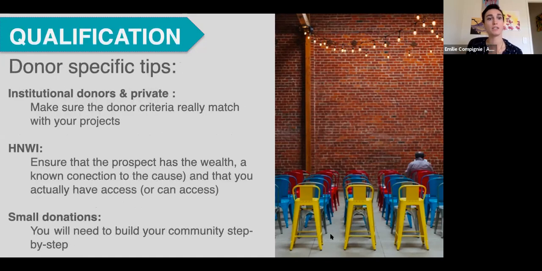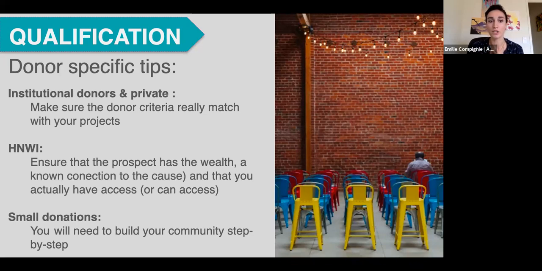And donor specific. So for institutional donors and private foundations, make sure the donor criteria really match with your project. So that's what I was talking about in the first point. High net worth individual, ensure that the prospect has the wealth, a known connection to the cause, and that you actually have access to them. So that's really a specific target where you need to make sure that you actually have someone who can introduce you, or you have a way to find a contact.